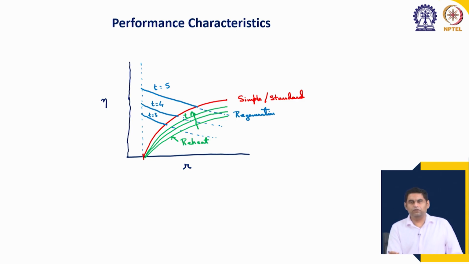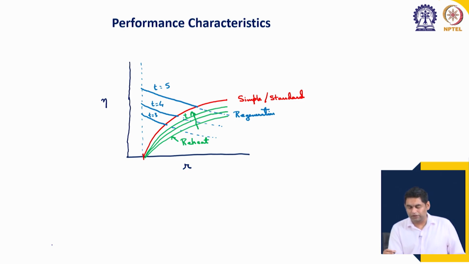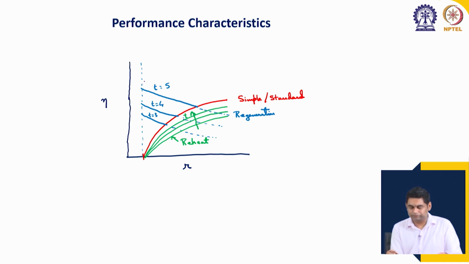So, finally, coming to reheat plus regeneration. The behavior is qualitatively similar to that of the regeneration cycle. Whenever there is regeneration, the behavior becomes like that. With reheat and regeneration, however, although adding only reheat to a simple cycle decreases the efficiency, adding reheat to a regenerative cycle increases the efficiency. So, the efficiency is the highest among all these 4 cycles and will be something like this.